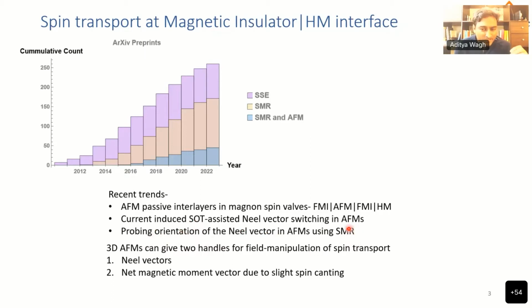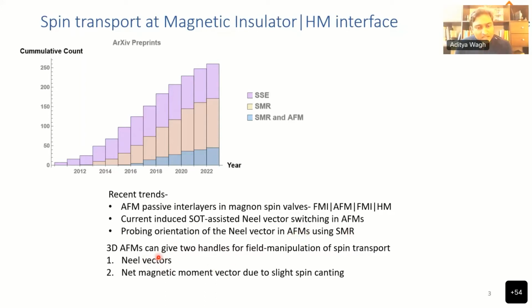So SMR has shown good potential not only to probe magnetic structures, but even in antiferromagnets, it can really find the orientation of the Néel vector. So that's why it's quite highly used in antiferromagnetic switching-based memories.